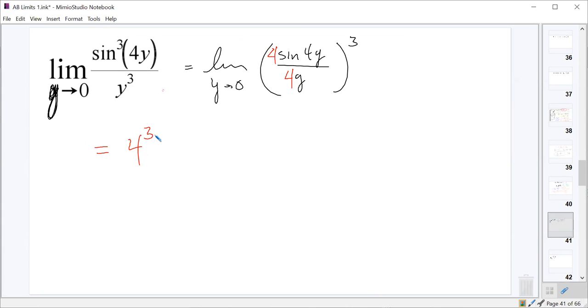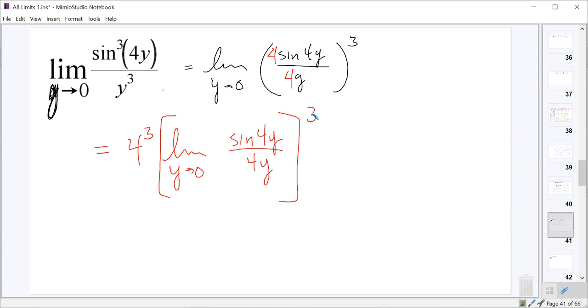So we're going to have 4 cubed times the limit as y approaches 0 of sine of 4y over 4y, and that sine 4y over 4y was all cubed. So I can bring it outside all of this and say that it is now all being cubed. Everybody good with moving from that step to this one? Yeah. All right. And what's 4 cubed? 4 cubed is 64. And what's the limit as y approaches 0 of sine 4y over 4y?